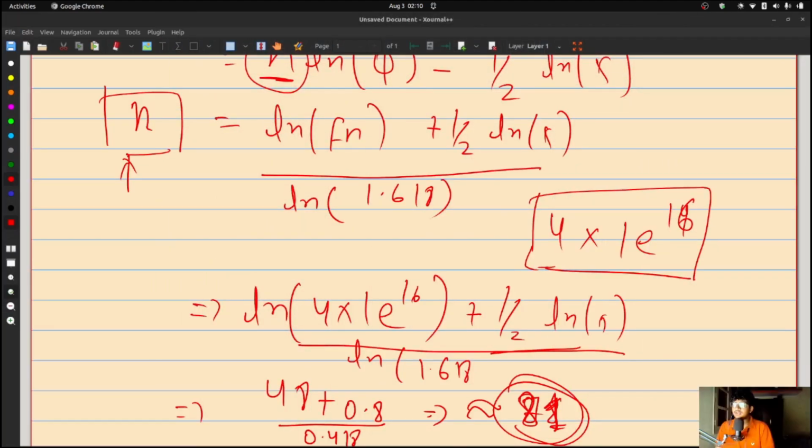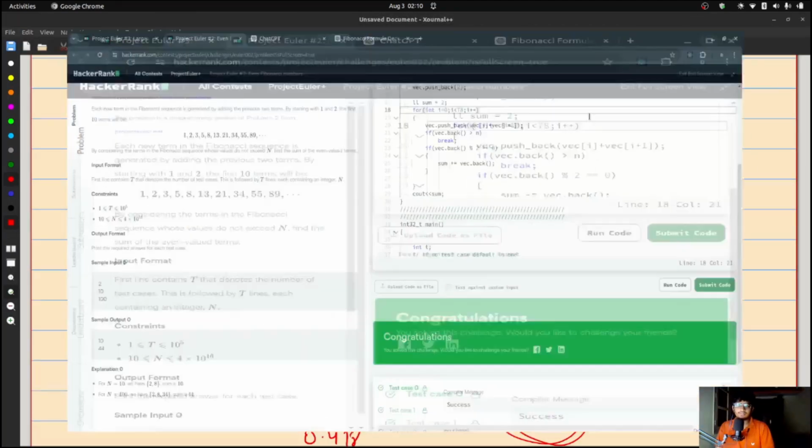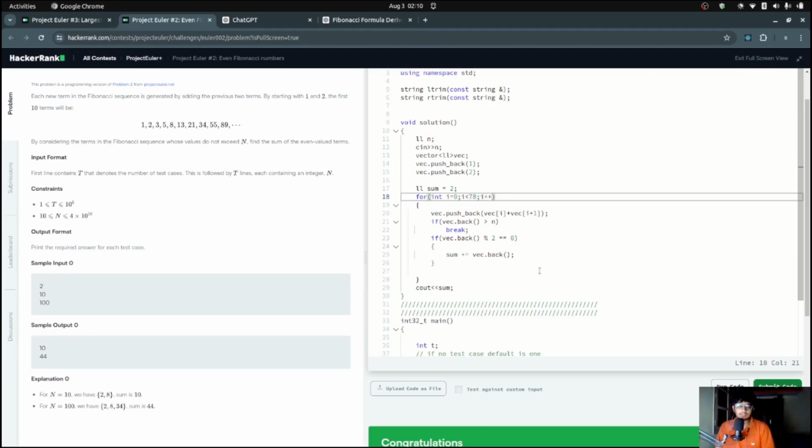So this is our code. See here, I am taking the value 78. Why? Whatever value we calculated gave us approximately 80, nearly equal to 80. So it is saying that till 80 we are not going to cross 4 into 10 to the power 16. So it is saying nearly equal to.